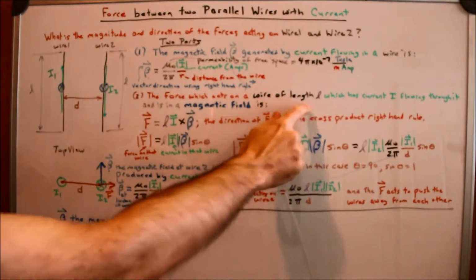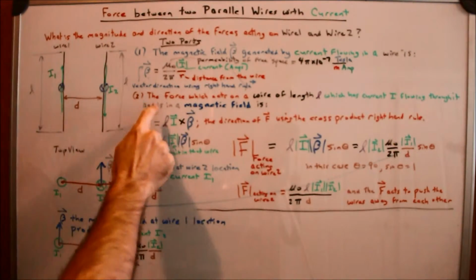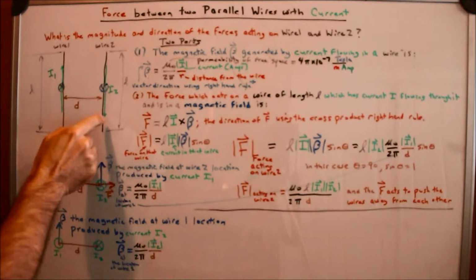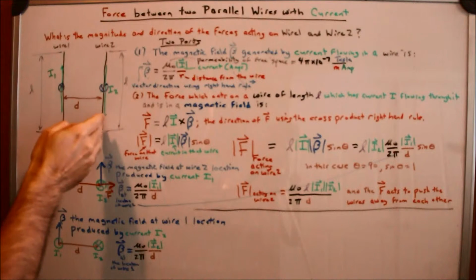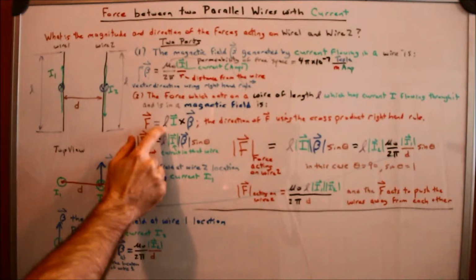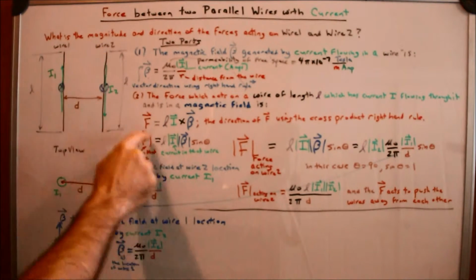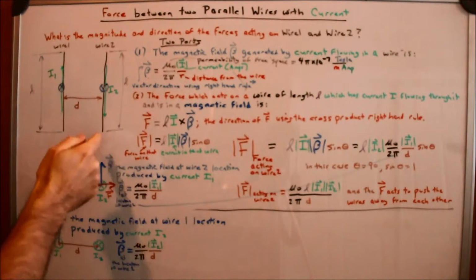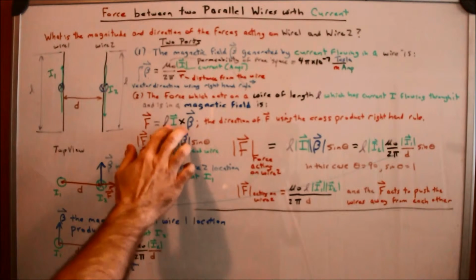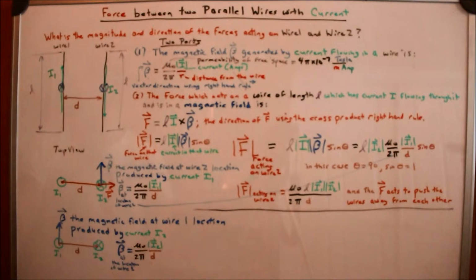So the force acts on a wire of length L, which has a current flowing through it, and this wire has to be in a magnetic field. This force acting on that wire, which is in the magnetic field, with this current level, is given by this equation. It's proportional to the length, the current which is flowing through that wire itself, and the magnetic field at the location of the wire. And the direction of F is found using the cross product right-hand rule, because we have the cross product of the directionality of the current and the directionality of the magnetic field.